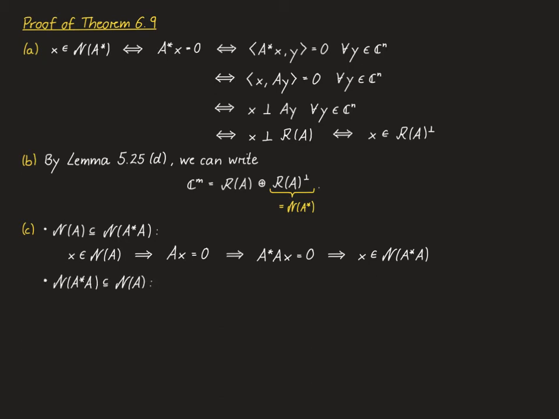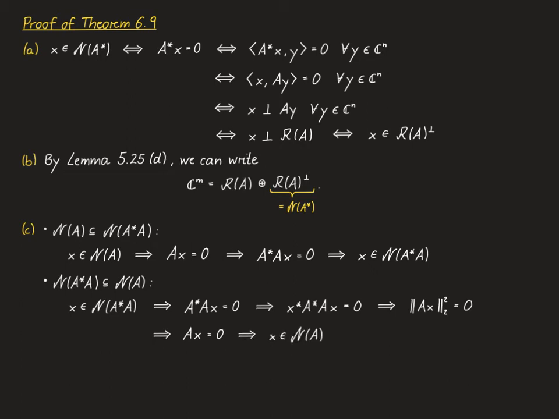Secondly, we also have to show the opposite set inclusion, and to this end, we assume any vector x in the null space of A star A. So by definition, this means that A star Ax equals 0, and therefore also x star Ax must be equal to 0, which implies that the squared 2-norm of Ax equals 0, and this in turn implies that Ax equals 0, so x is in the null space of A.